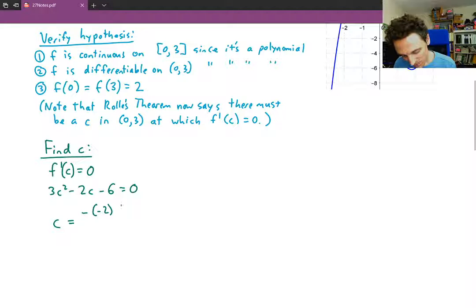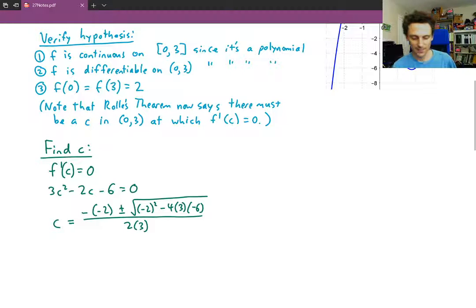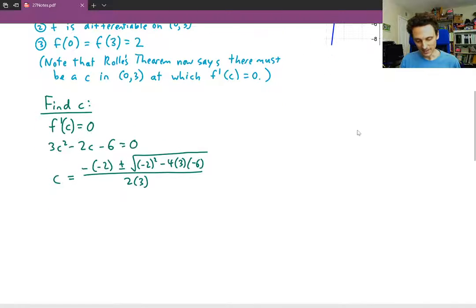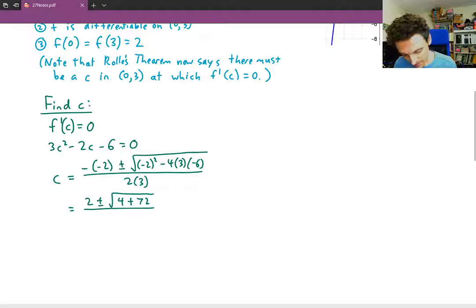Negative b plus or minus the square root of b squared minus 4ac over 2a. Okay. Now, simplifying, we've got 2 plus or minus the square root of 4 plus 12 times 6, that's 72, over 6. So we've got 2 plus or minus the square root of 76 over 6.